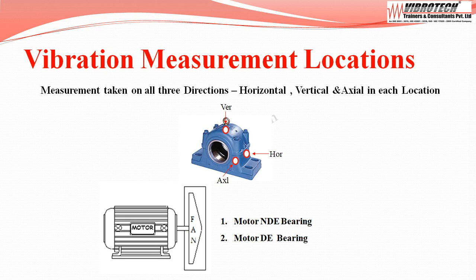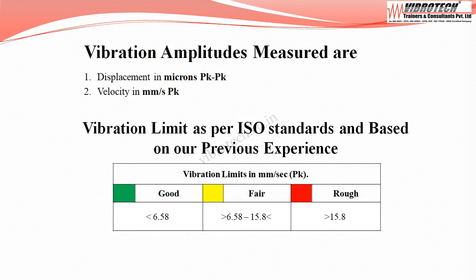Vibration measurements are taken in all three directions: horizontal, vertical, axial, in each location. Measurement locations are motor non-drive end bearing and motor drive end bearing. Vibration data are collected in terms of displacement in microns peak to peak and velocity in millimeters per second peak.